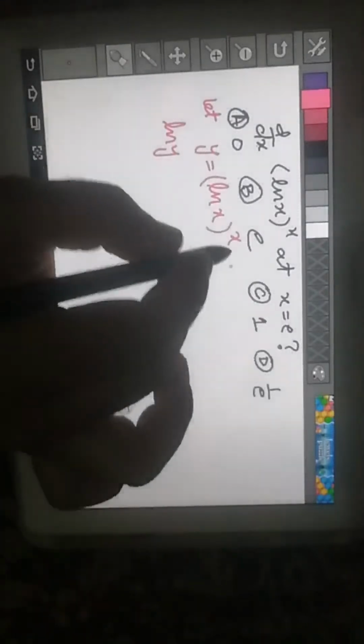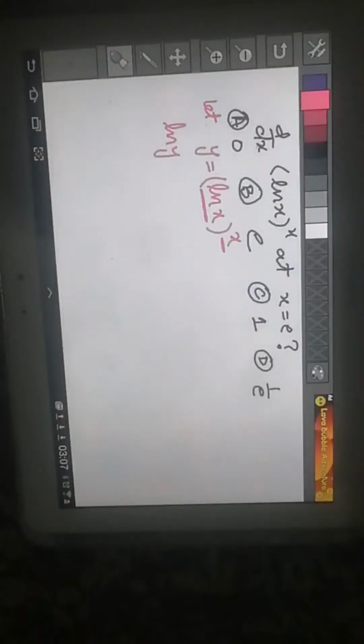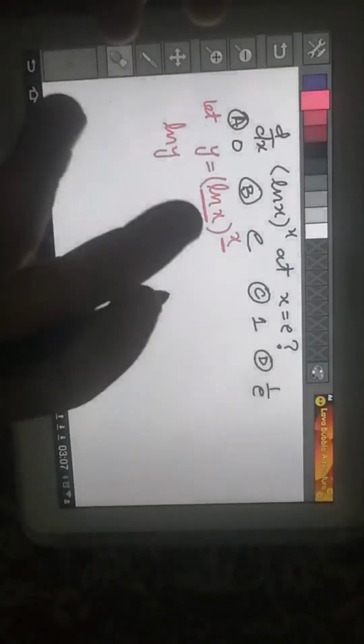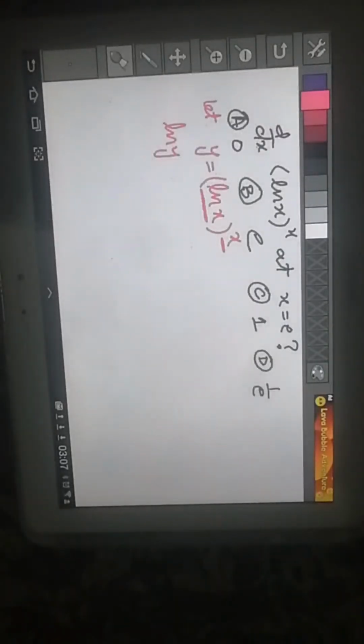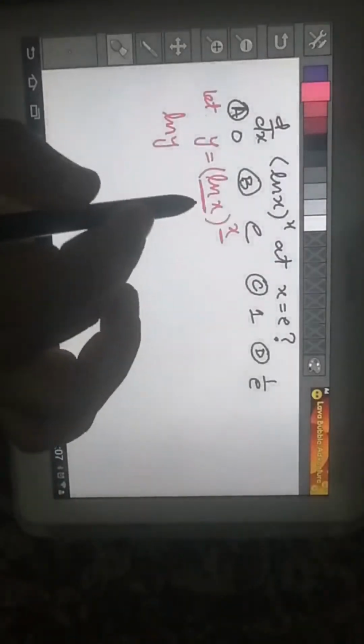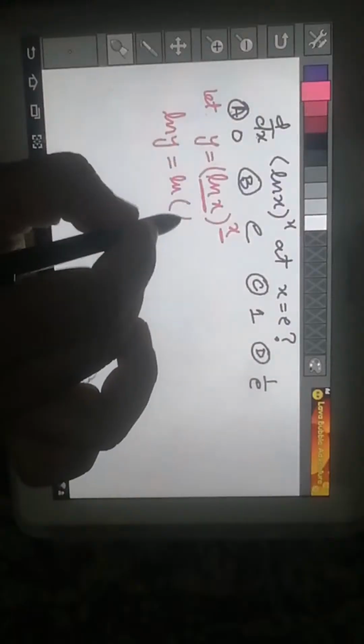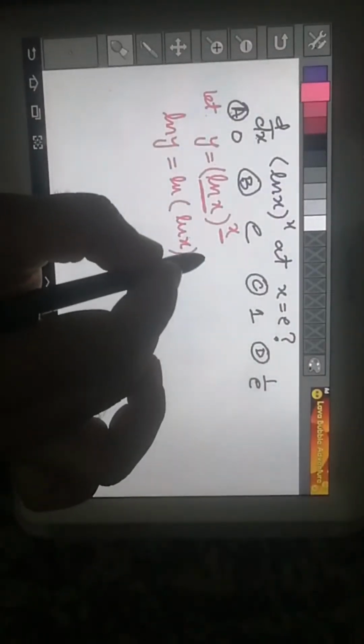I'll apply natural log, because you know that the base is x and the power is x. No derivative rule is for such a form. So we actually mold this form into a type where a derivative rule can be applied on it. So natural log of y equals natural log of x to the power x.